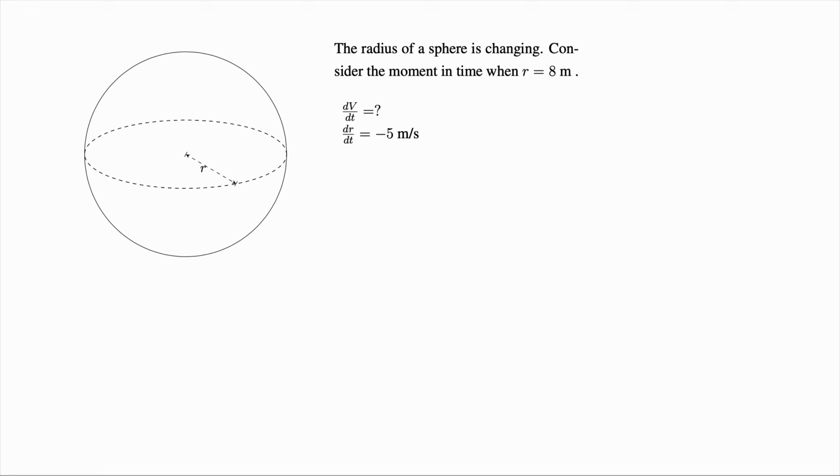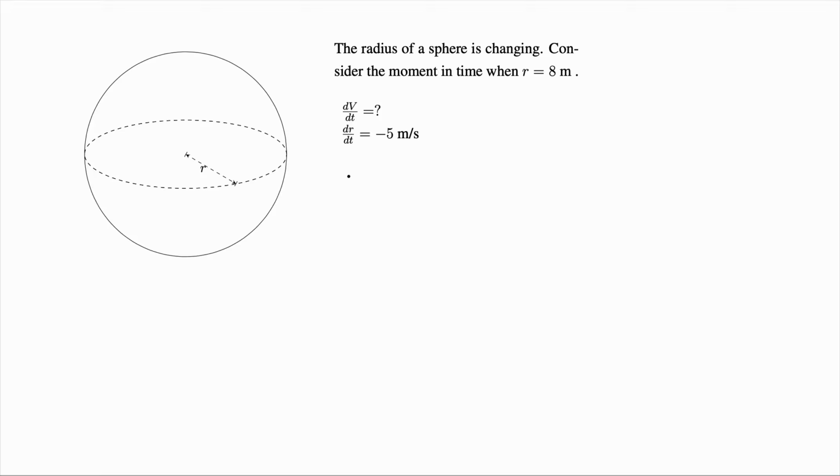Let's take a look at an example of a related rates problem. Let's suppose that the radius of a sphere is changing. It looks like it's decreasing here, so the rate of -5 meters per second. And at this particular moment in time, the radius is 8 meters. This is just instantaneous, so it's changing very rapidly, right at this moment. But we want to know how fast the volume is changing instantaneously at this particular moment.